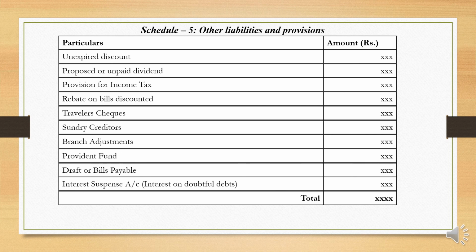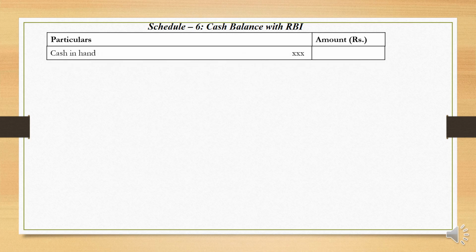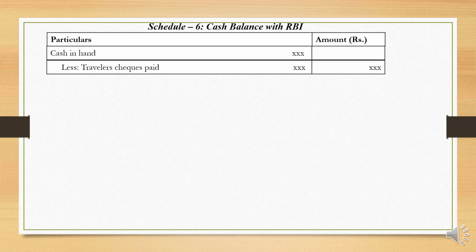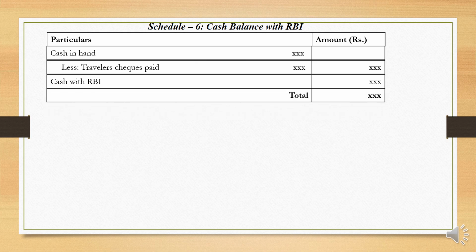So now we'll move on to schedule number 6. Schedule number 6, from here onwards we have the current assets till schedule number 11. From 6 to 11 we have the assets. So cash balance with Reserve Bank of India, first one. So here cash in hand, then traveler's check paid, so that should be deducted, so net balance is to be written outside. Then cash with the Reserve Bank of India, then we'll get the total.